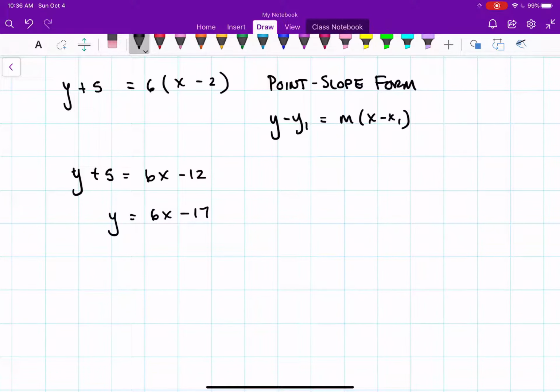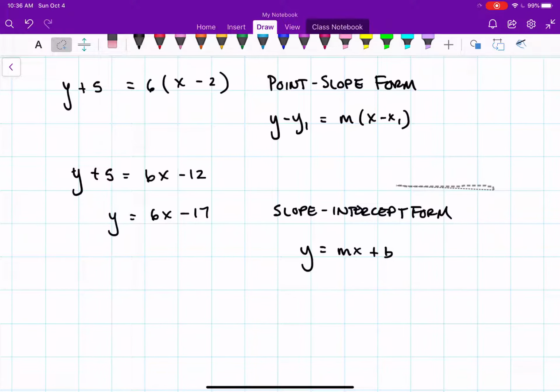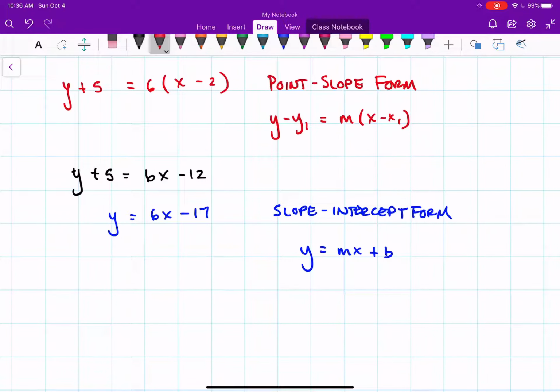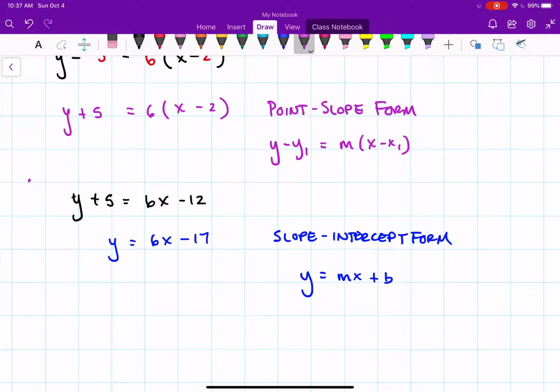This, however, is now the slope intercept form, which is y equals mx plus b. Okay, so let's go ahead and call that blue, and let's call this right here red. No, let's go with purple. Okay, so now we know what those two forms are.